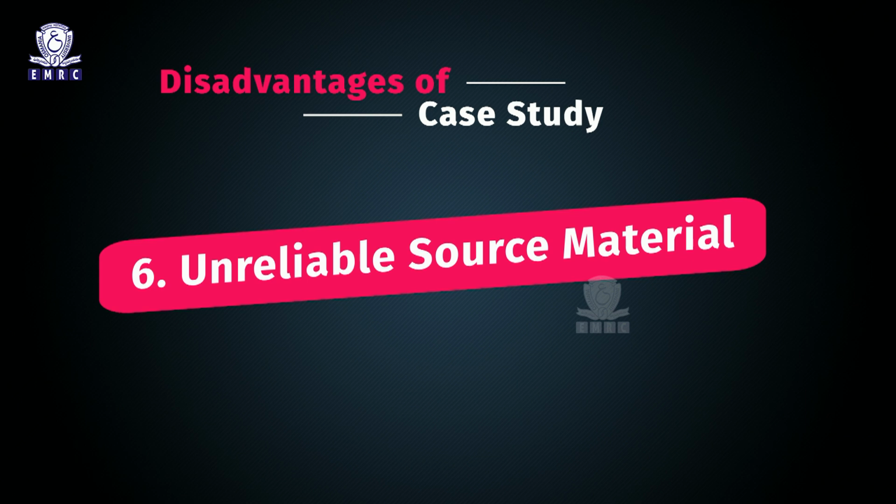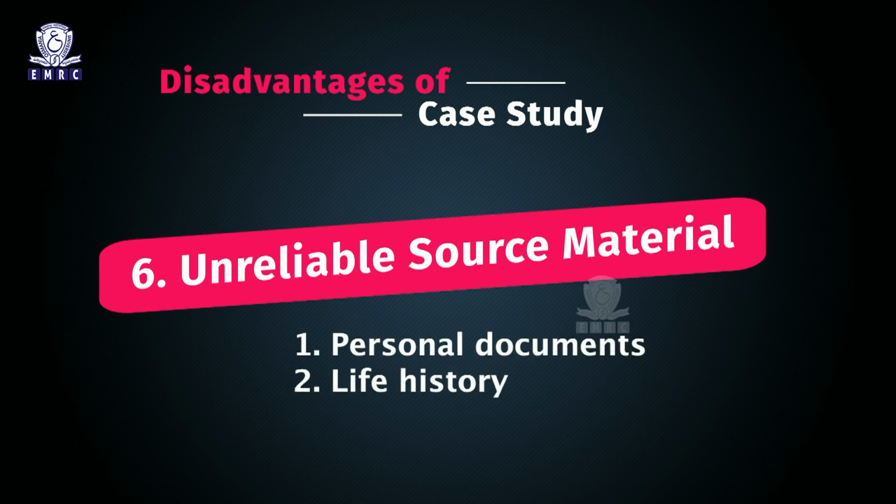Sixth one is unreliable source material. The two major sources of case study are personal document and life history. But in both these cases, the records or the own experience of the social units may not present a true picture. On the contrary, the social unit may try to suppress its unpleasant facts or add color to them. As a result, the conclusions drawn do not give a true picture and dependable findings.